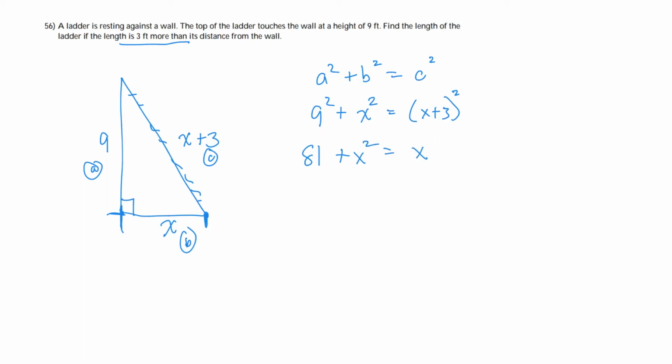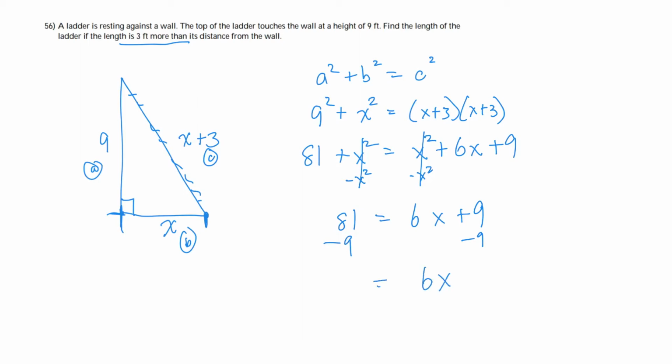I can FOIL that out. Let me just do that in my head here. I need to write out 2 of those. So it'll be x squared plus 3x plus 3x, so that's 6x plus 9. To solve, let's bring this x squared over to the other side. Oh, and they'll both cancel. Nice. So then I have 81 is equal to 6x plus 9. Let's subtract 9 on both sides. So 6x is equal to 72. Lastly, divide by 6. So x is going to be equal to 12.